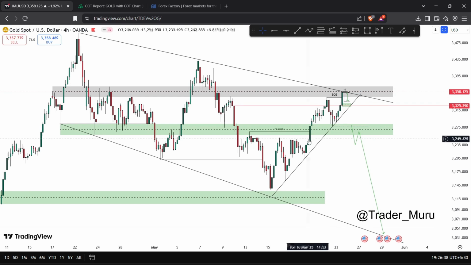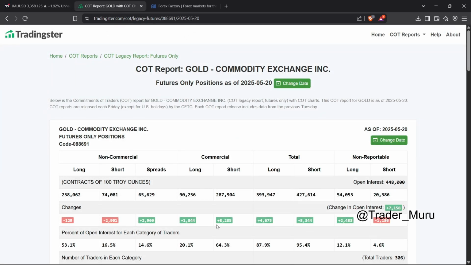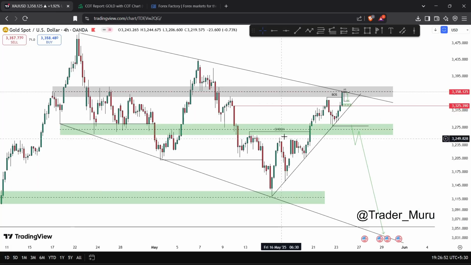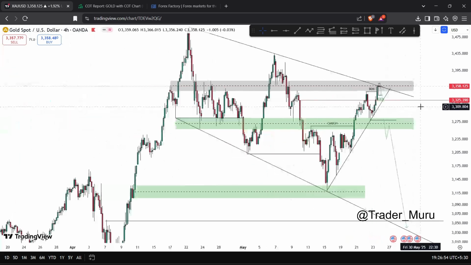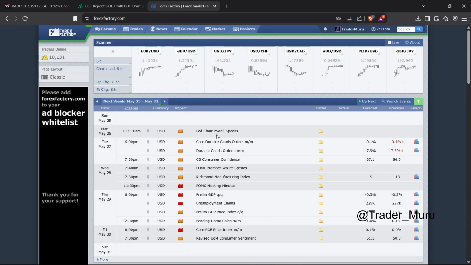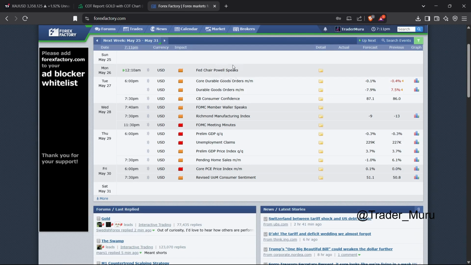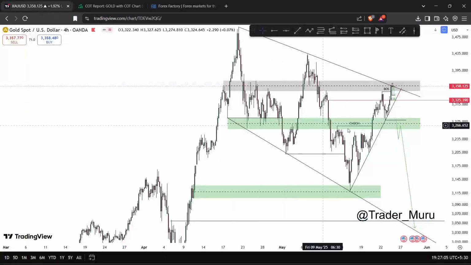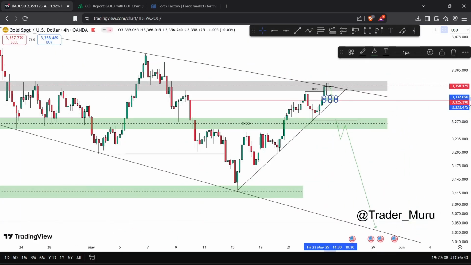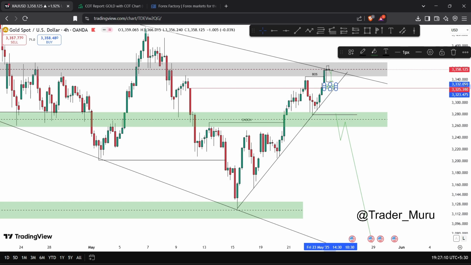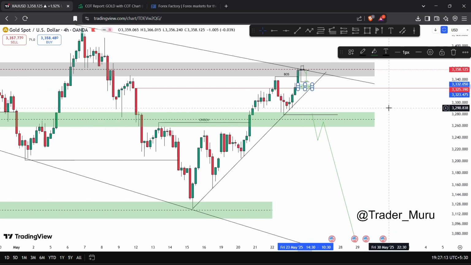Before that, just follow this 4-hour structure which is still bullish here. You can see this. The majority of retailers are in short positions, so it was a short squeeze, nothing more. And if we talk about news here, we have Powell's speech on Monday. So Monday can be really red for gold. Around this area will be my first target around 3332, 3323. This will be my first target on Monday.